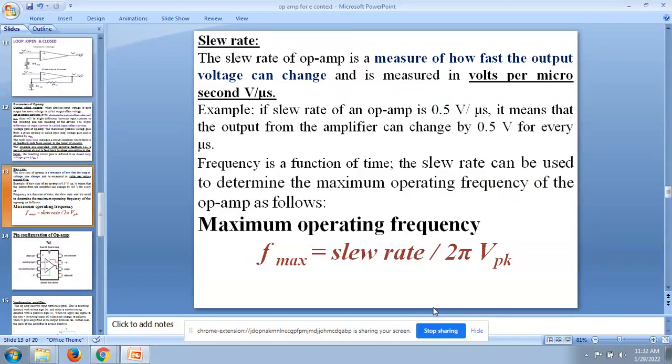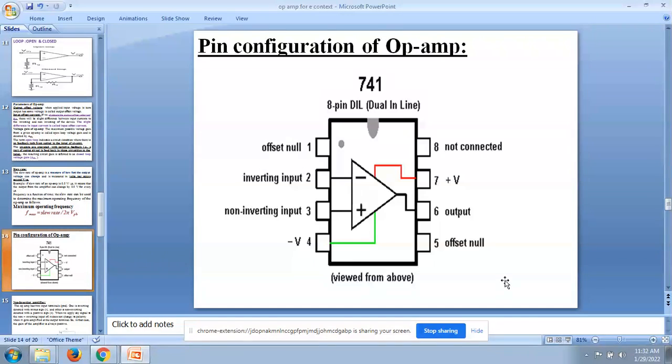Then the next parameter is slew rate. The slew rate of an operational amplifier is a measure of how fast the output voltage can change, and it is measured in volts per microsecond. 1 micro is 10 power minus 6, right? To measure this slew rate, we should definitely know what frequency is. Frequency is a function of time. Then the slew rate can be used to determine the maximum operating frequency of the operational amplifier. So we write it as F max is equal to slew rate by 2 pi V peak.